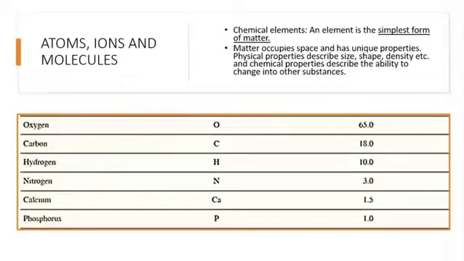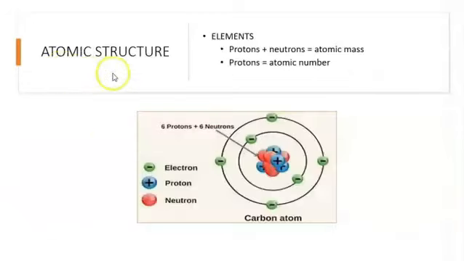So if we scroll down, we can see the atomic structure of the elements, and we can see that all the elements are going to have protons, neutrons, and electrons. Right here, you can see the nucleus with protons and neutrons, and flying around in energy levels, or shells, are going to be the electrons. The number of protons and neutrons in the nucleus is going to be the atomic mass. The number of protons only is going to be the atomic number.